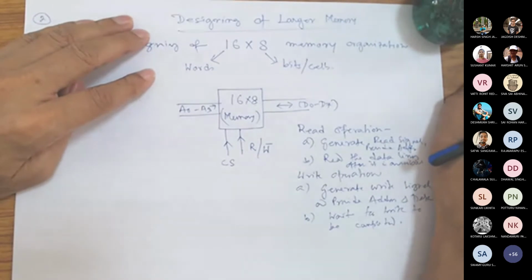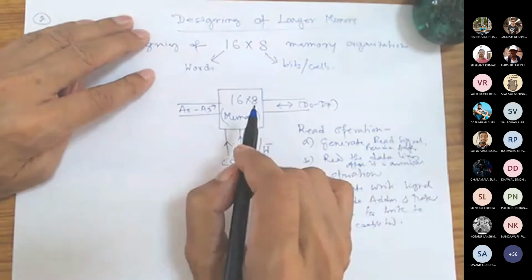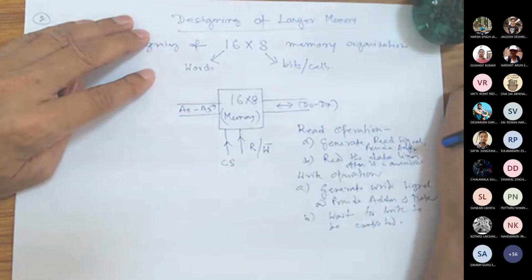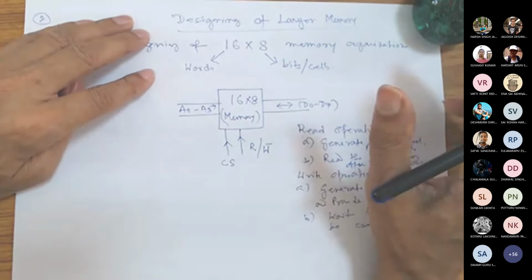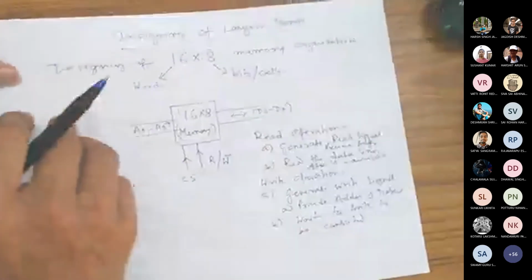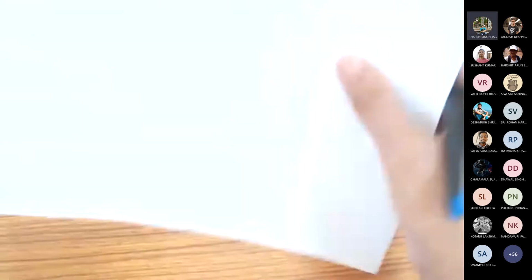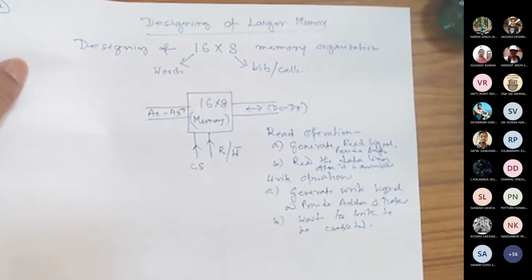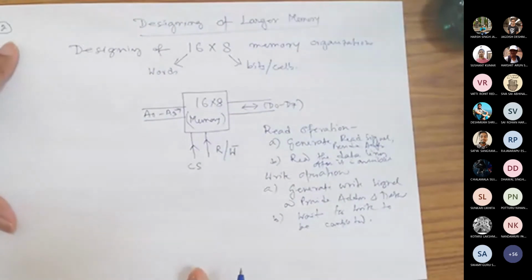Okay. Now, this is a 16 into 8 design. We may need larger memory. So how about going for even larger? Let's say my last page, one second. I'll upload these slides, don't worry, as an image. Okay, sir. Thank you.